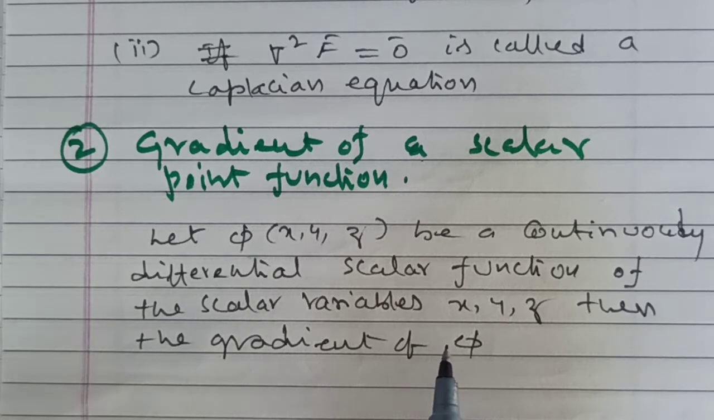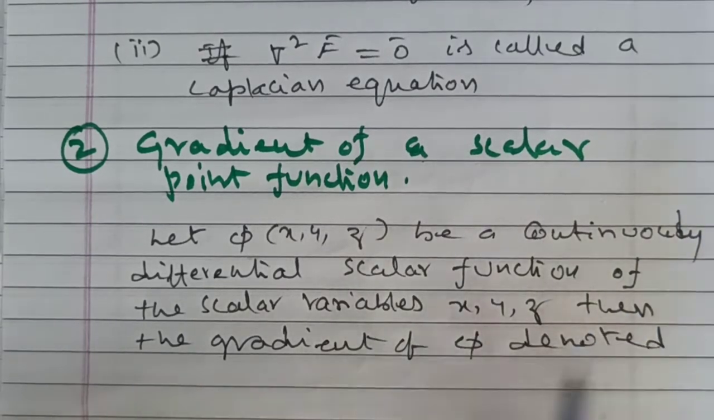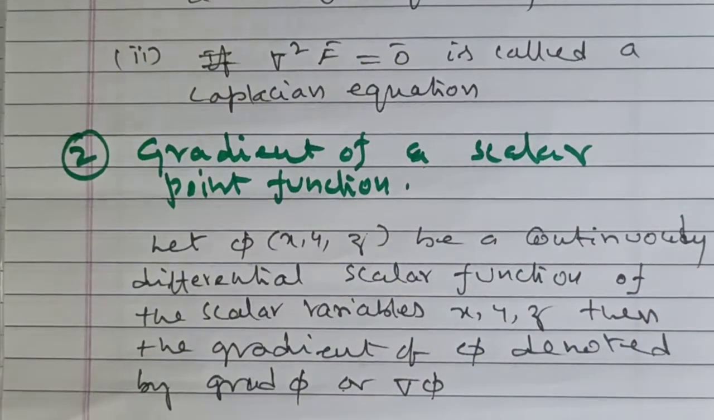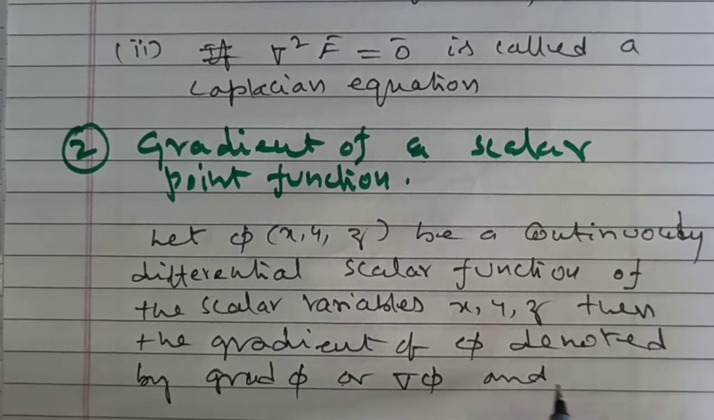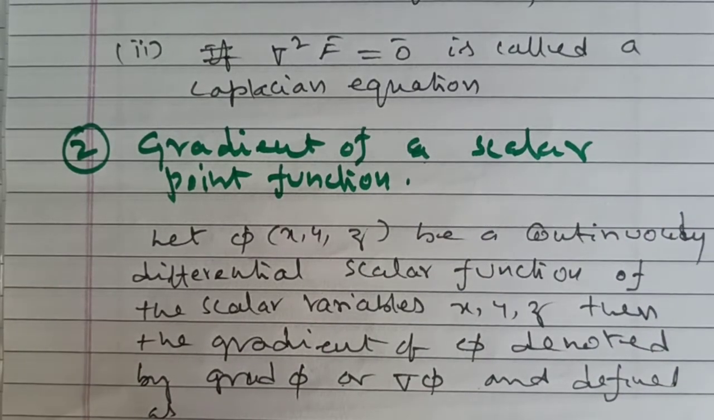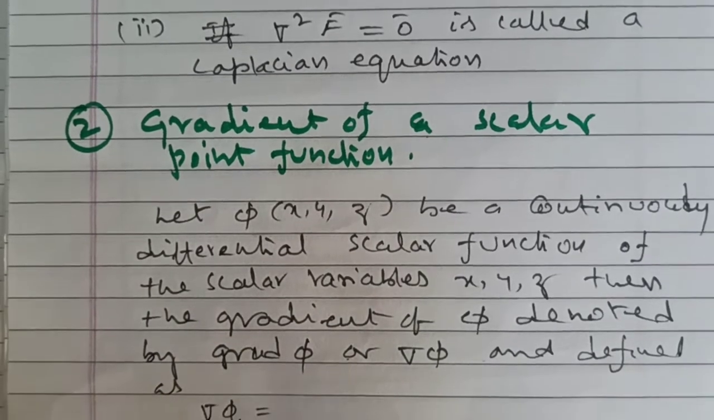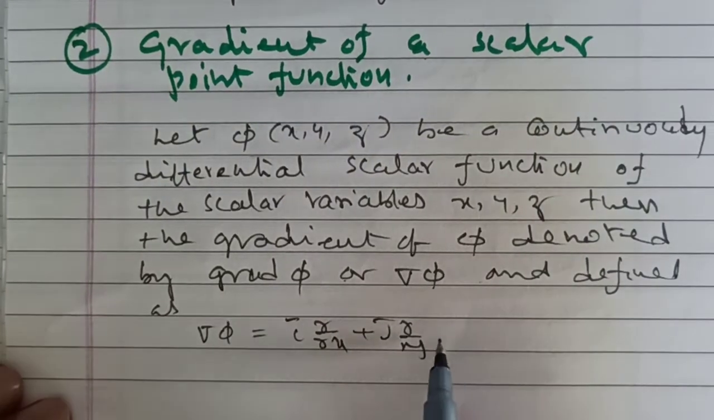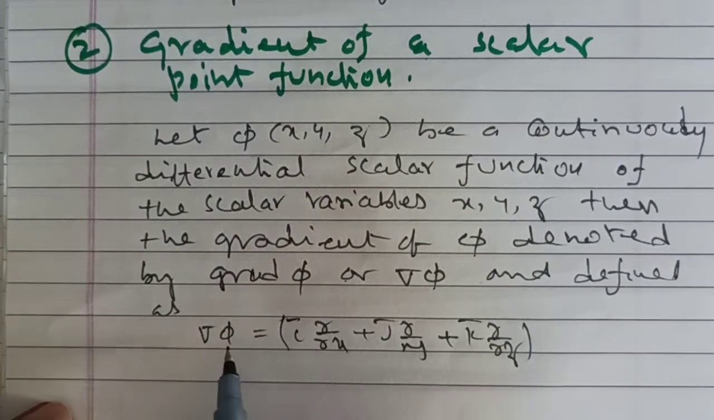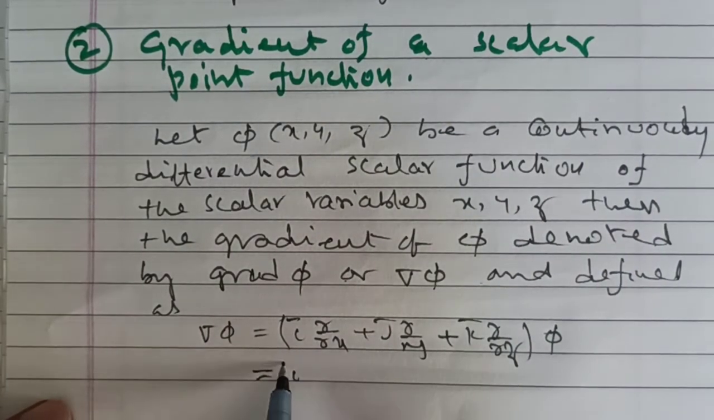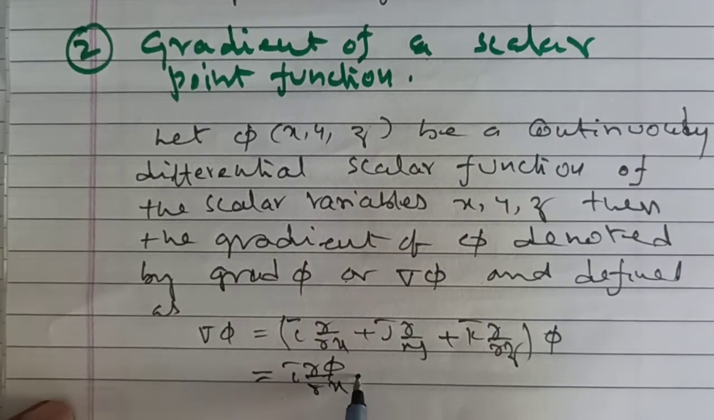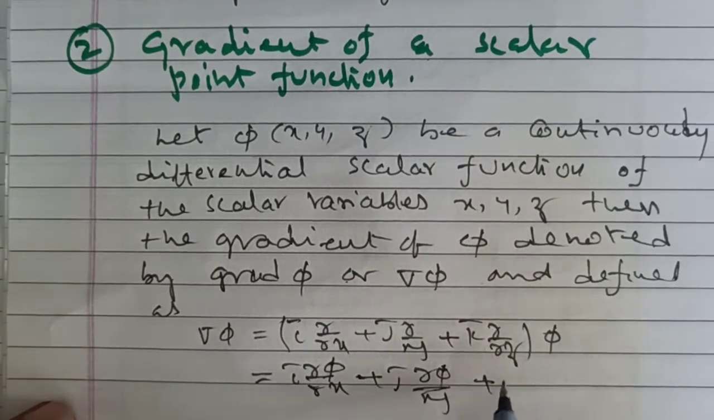denoted by grad phi or del phi and defined as del phi is equal to i bar dou by dou x plus j bar dou by dou y plus k bar dou by dou z of phi, which is equal to i bar dou phi by dou x plus j bar dou phi by dou y plus k bar dou phi by dou z.